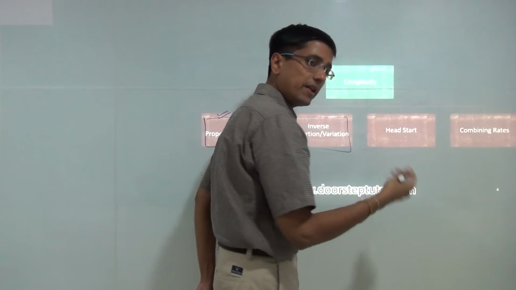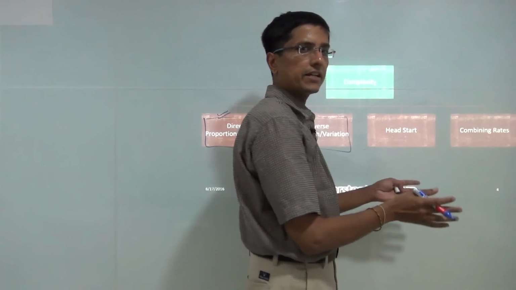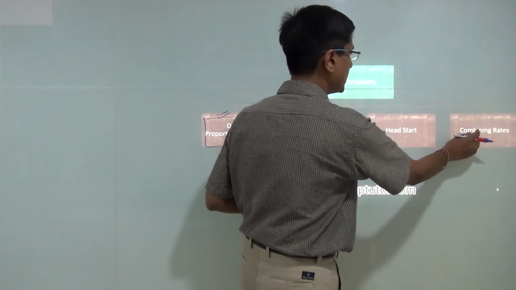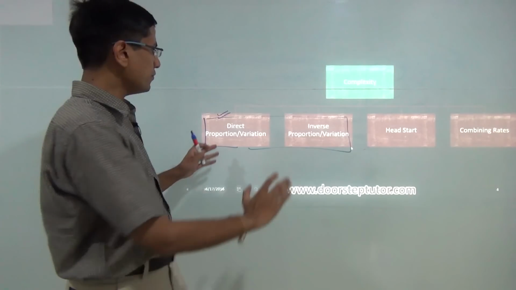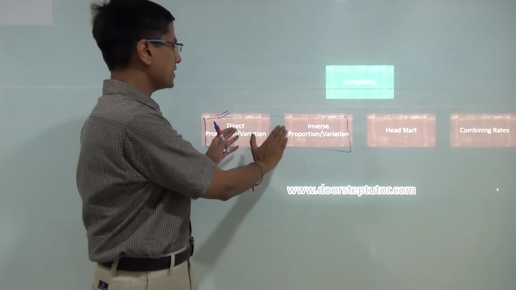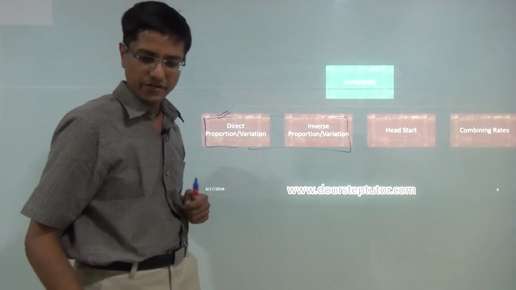To add more complexity, sometimes a head start is given, other times 2 or more rates are given in the question. We'll look at these problems later on in a subsequent class. So today we would be exclusively working on rate problems related to direct variation and inverse variation.